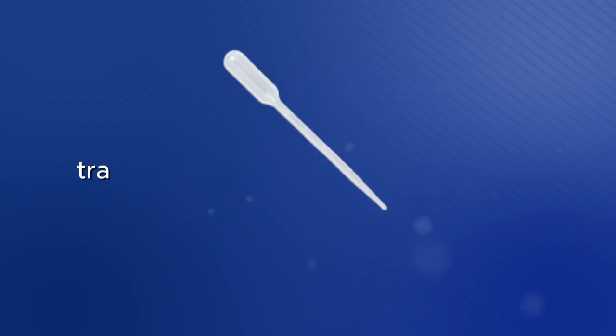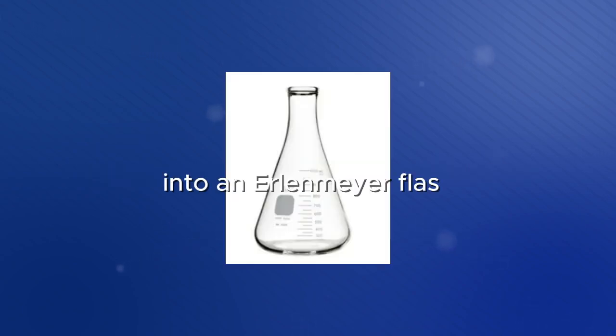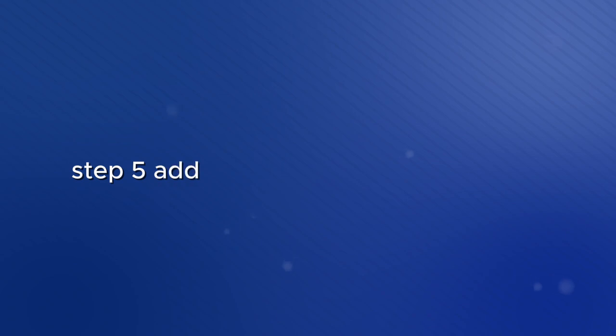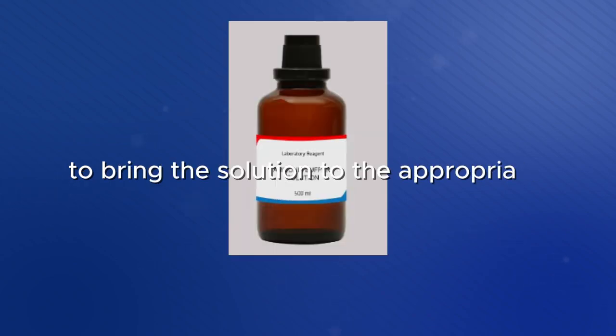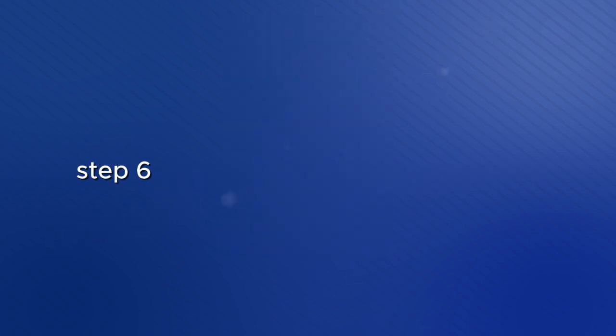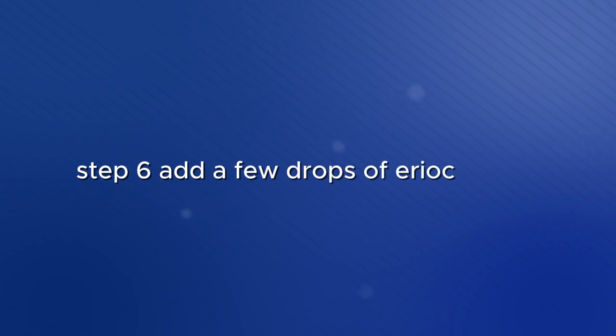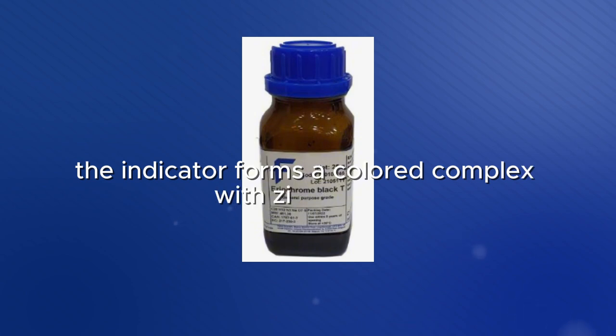Using a pipette, transfer a known volume of the zinc solution into an Erlenmeyer flask. Step 5. Add the ammonia or ammonium buffer to bring the solution to the appropriate pH for the zinc EDTA reaction. Step 6. Add a few drops of Eriochrome Black T. The indicator forms a colored complex with zinc.